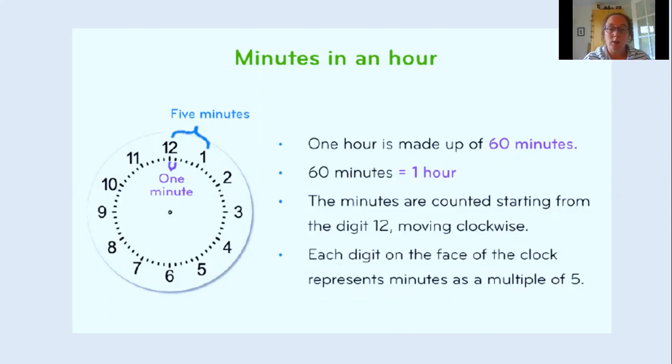So for our analogue to start off with, we know that 1 hour is made up of 60 minutes. So 60 minutes is the same as 1 hour. The minutes are counted starting from the digit 12, moving clockwise. So we go from 12, 1, 2, 3, and so on. Each digit on the face of the clock represents minutes as a multiple of 5. The smaller individual lines represent 1 minute. So if you counted those small lines, you would find that there were 60 to show the 60 minutes of an hour.